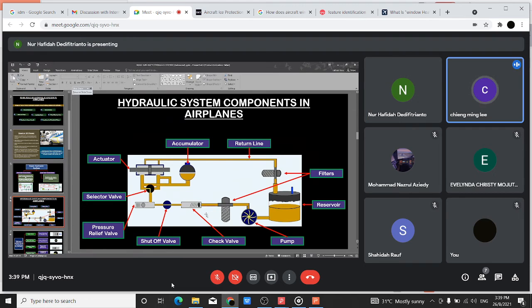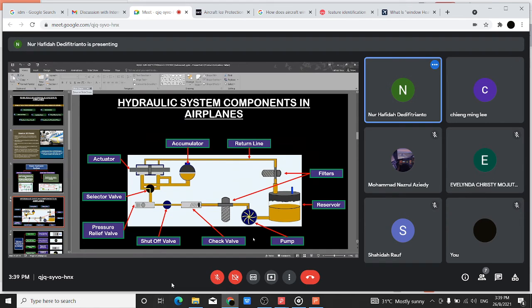Then why is it not after the reservoir? Why must it be after the pump? Oh, I'm not sure about that. I'll look into it after this.